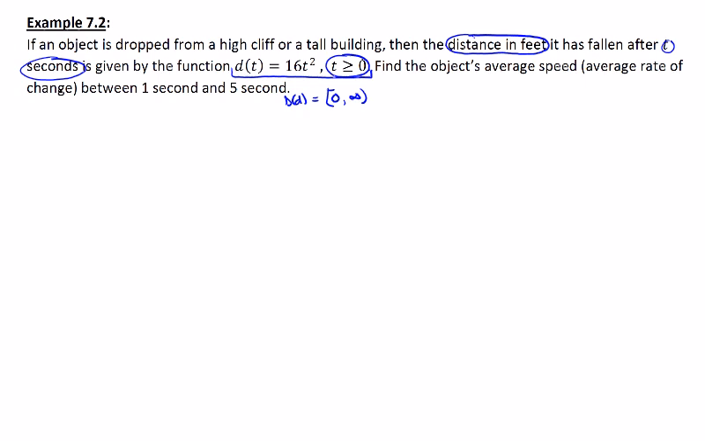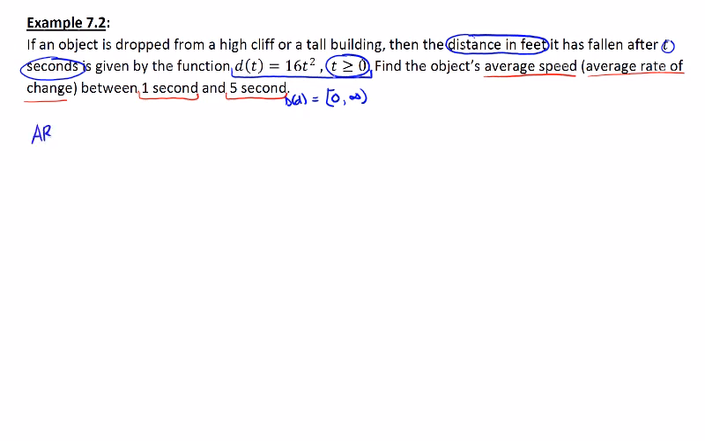And then it says find the object's average speed. Now, average speed is not the way that we would normally talk in a math class. That is definitely a physics concept. Speed, velocity, those are physics concepts. And what we would interpret that as is the average rate of change. And then it says specifically between 1 second and 5 seconds. So we are definitely doing an average rate of change calculation.